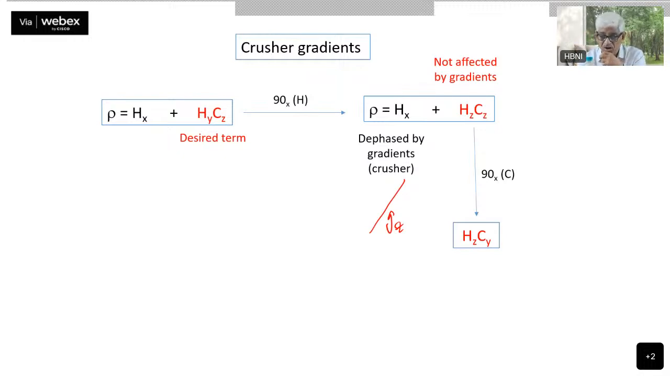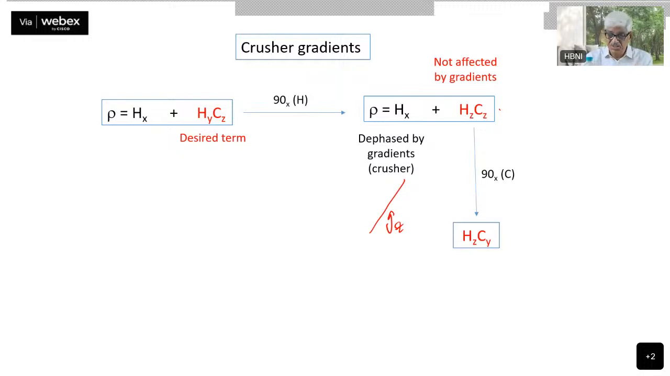So now, this is not affected by the gradients. Now you apply a 90x pulse on the carbon. When you apply the pulse on the carbon, you get Cy and Hz, right? So in one scan only, you have filtered it out and you got this desired magnetization on the carbon. This, of course, you can further evolve to get Cx during another refocusing spin echo period. Then you will be able to collect the signals.